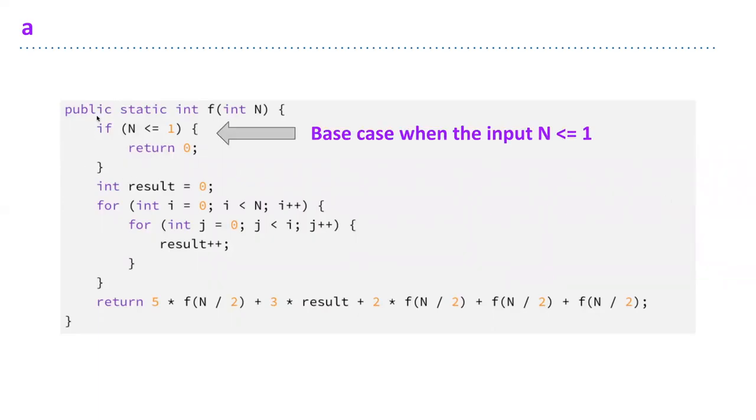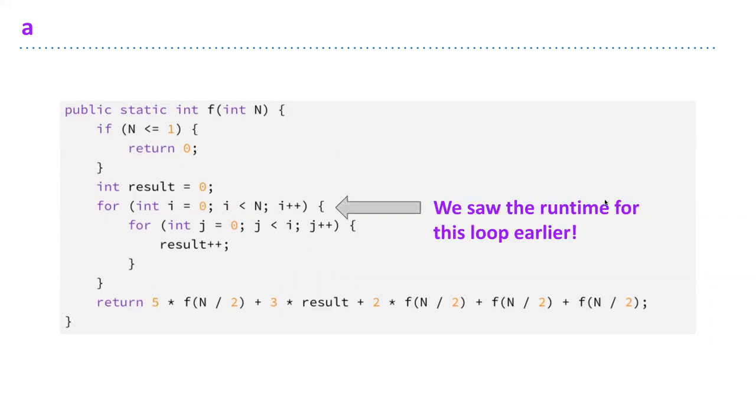So to start off with, we see that we have a base case when the input n is less than or equal to 1, and our base case just returns 0, which is a constant time operation. The next part of our recurrence is going to be this iterative step that we add to our recursive call.